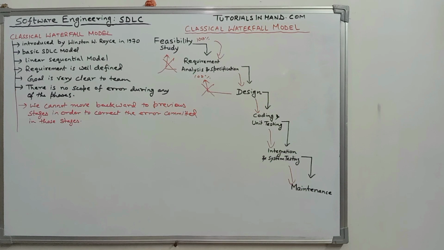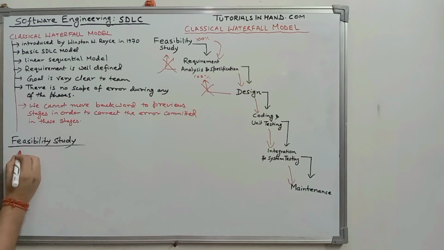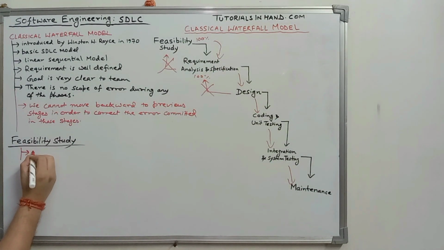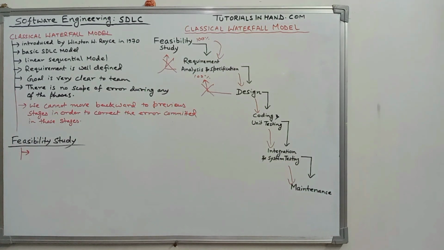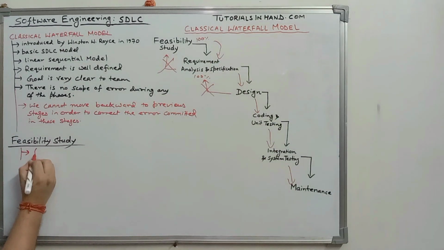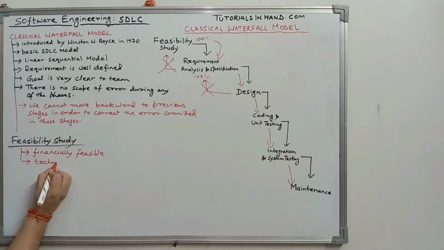Now if we talk about each step one by one, let's start with the feasibility study. What does this feasibility study mean? This is the first step, right? During the feasibility study, we check two things: whether the software product that we are going to make is financially feasible, and whether it is technically feasible or not.